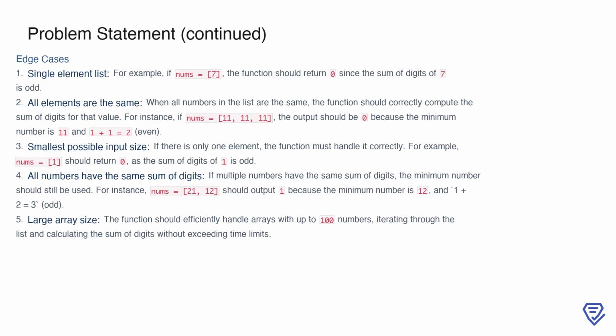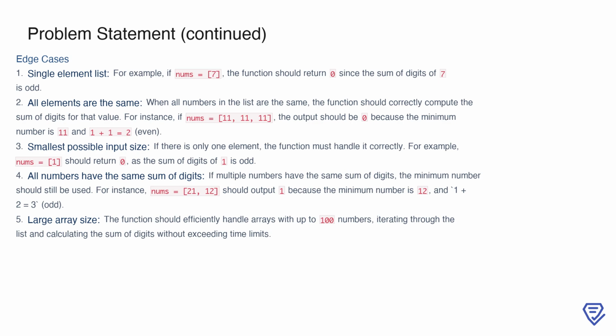When implementing the solution, it's important to consider edge cases. For instance, if the list contains only one number, like nums equals 7, the function should return 0 because the sum of the digits of 7 is odd. If all the elements in the list are the same, such as nums equals 11, 11, 11, the function must still compute the digit sum of the minimum value, which is 2, and return 1.